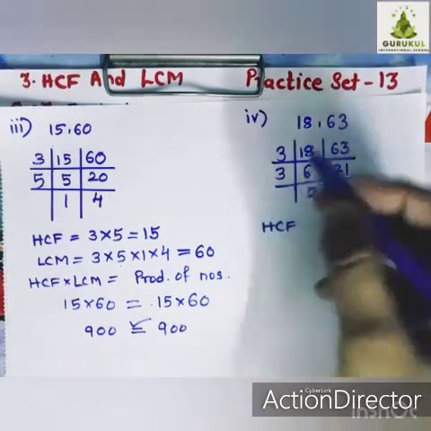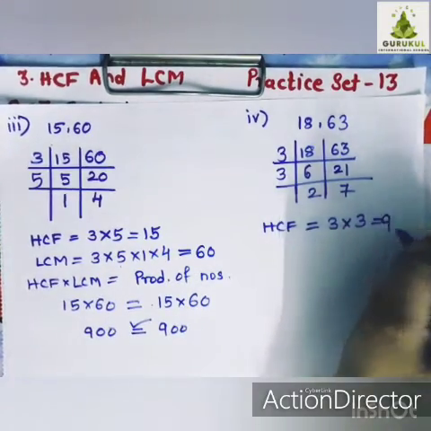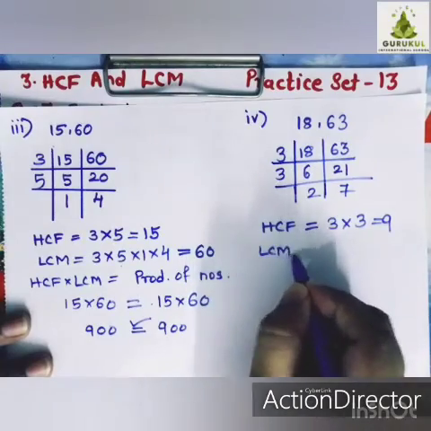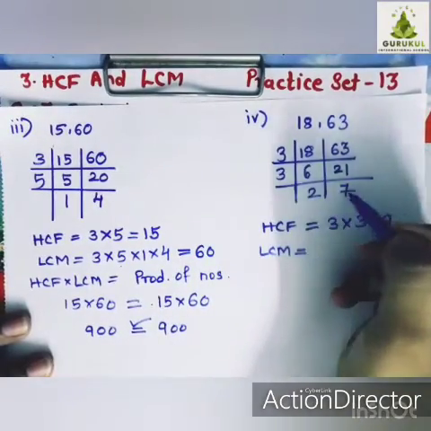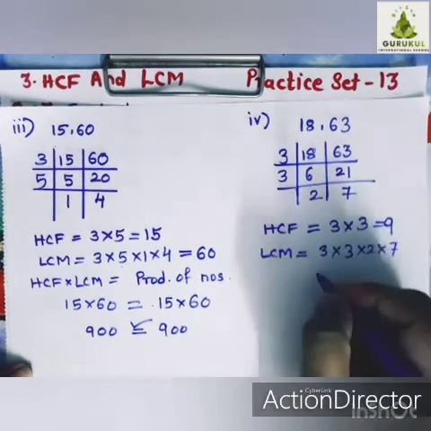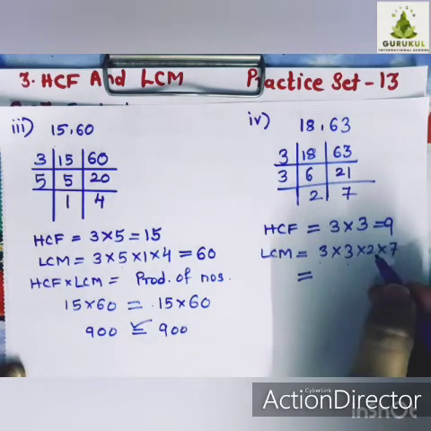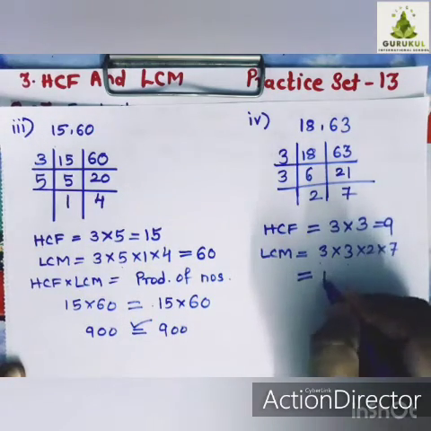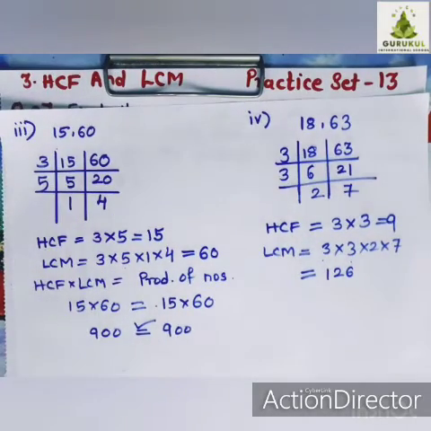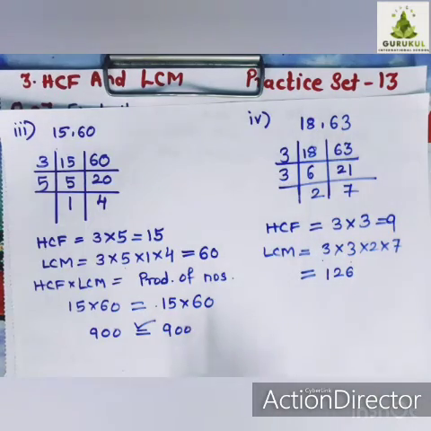HCF, that is 3 into 3, that is 9, and LCM. What is LCM? All factors: these 3, 2, 7. So 3 into 3 into 2 into 7. So the number comes 3 threes are 9, 9 twos are 18, and 18 sevens are 126. So we got the LCM 126.